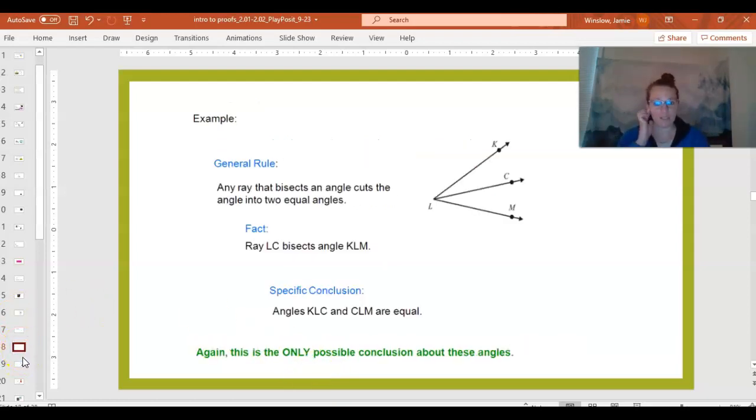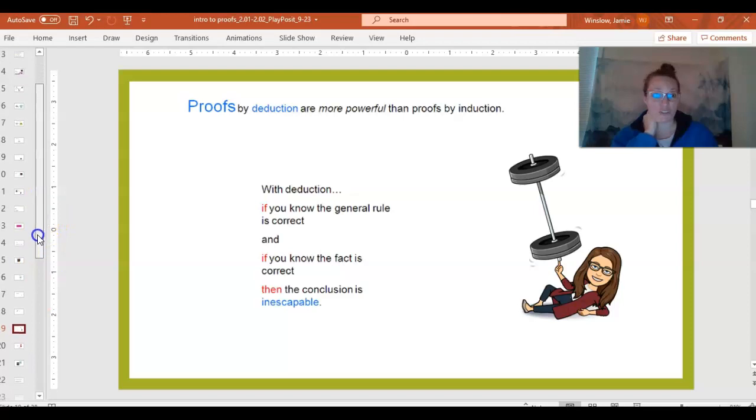Here's another example. Any ray that bisects an angle cuts the angle into 2 equal angles. The word bisect, bi meaning 2, like a bicycle has 2 wheels, and it cuts it right into 2 equal parts. So we would say this angle equals this angle. So the fact from that general rule is that the ray is bisecting it, cutting it in half. So the specific conclusion is that they're equal. Again, this is the only possible conclusion. We would not be able to come up with a counterexample because the definition is true or the rule is true.